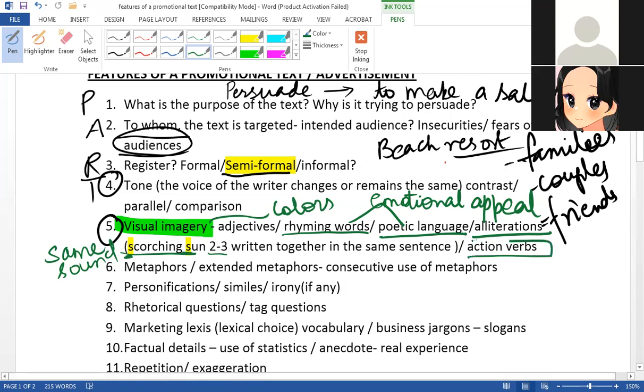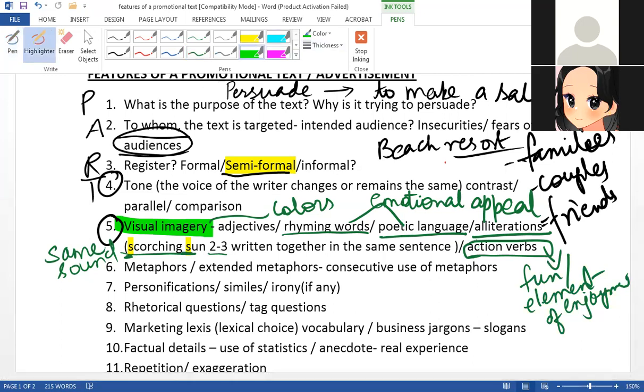Action verbs. You want to show some kind of movement in your text. The movement is always going to be about having fun and an element of enjoyment, beta. So you do realize that this is going to be important. Then number 6, we are right over here. I'm here.